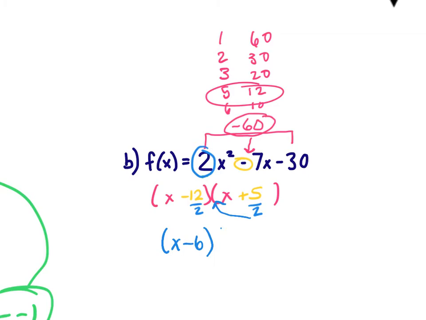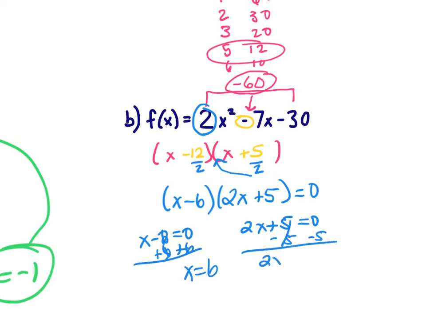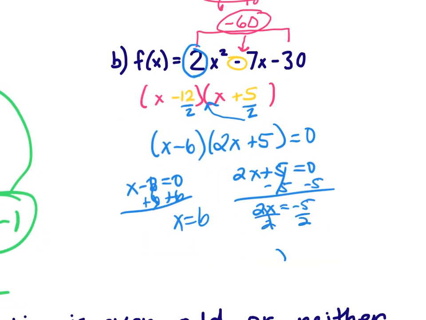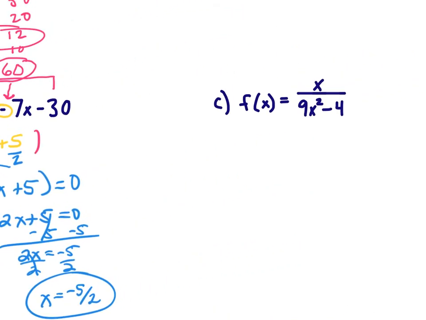So this becomes 2x plus 5. Now you set each parenthesis equal to 0 and you solve. So x minus 6 equals 0, and 2x plus 5 equals 0. Add 6 to both sides: x equals 6. Subtract 5 from both sides: 2x equals negative 5. Divide both sides by 2, and I get x equals negative 5 over 2. Those are my zeros, my solutions, my roots. Those all mean the same thing.